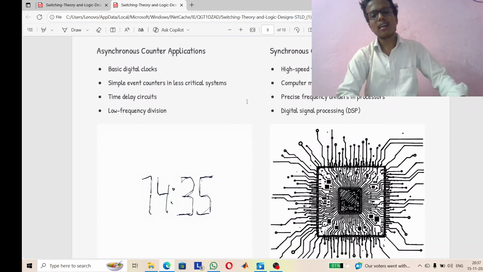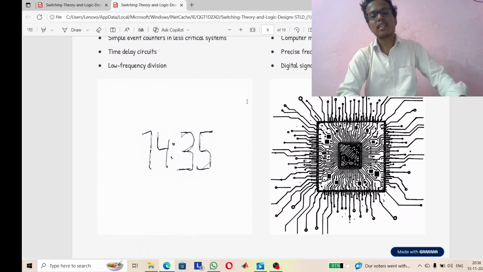Okay, see the application diagrams of asynchronous and synchronous counters. This one is asynchronous, this one is synchronous.